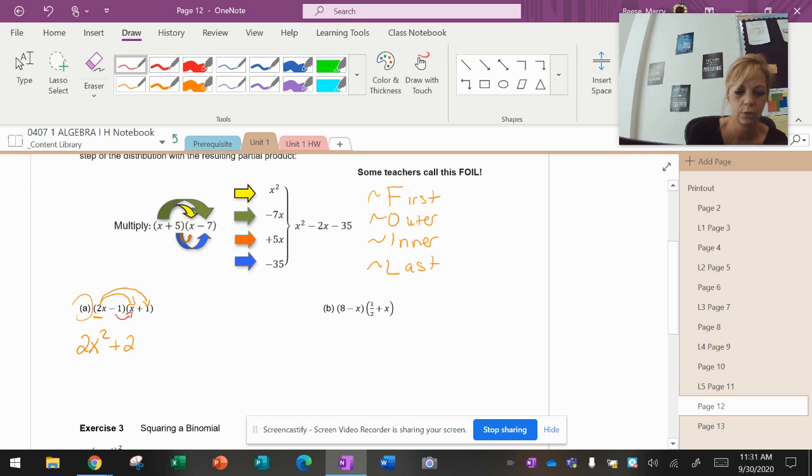So the inner numbers, negative 1 and x, is negative x. And then L is your last. Negative 1 and 1 is negative 1.